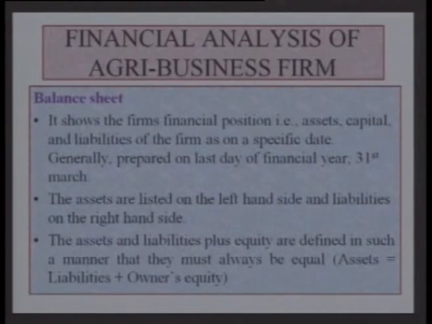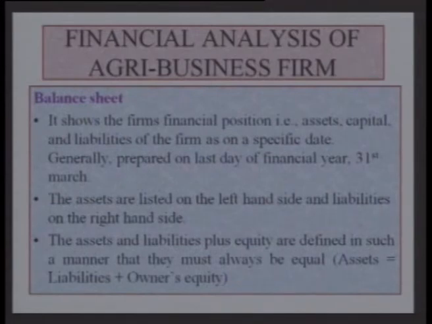Now there are various tools of financial analysis of agribusiness firms. Among the various tools, there is the balance sheet, then the income statement, and the cash flow analysis. So these are the various tools of financial analysis of an agribusiness firm. Let us know these tools individually because they are very important tools. So the balance sheet is the first one.